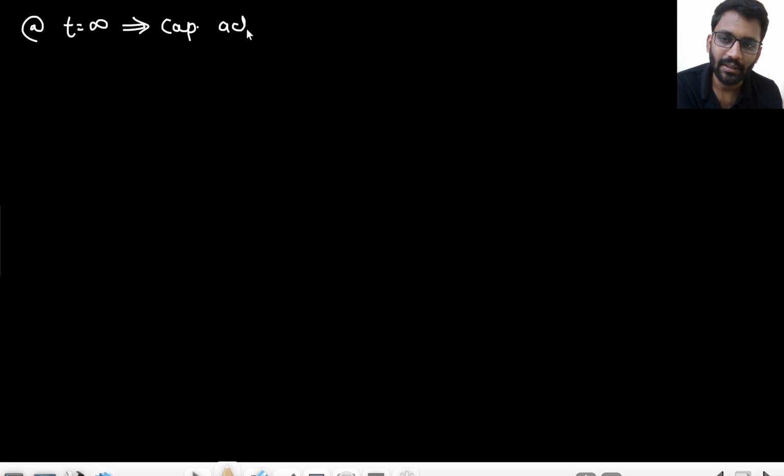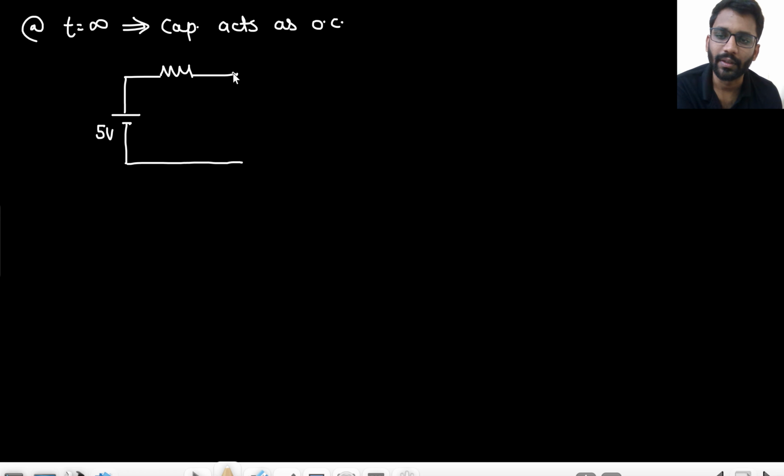Now tell me, what will happen at t equals infinity? The capacitor will act as an open circuit. I can write it as 5 volt because I am just talking about a particular time at t equals infinity, and this capacitor will be open circuited, and this will also be open circuited. This is a resistor R. This would be VC1. This would be VC2.